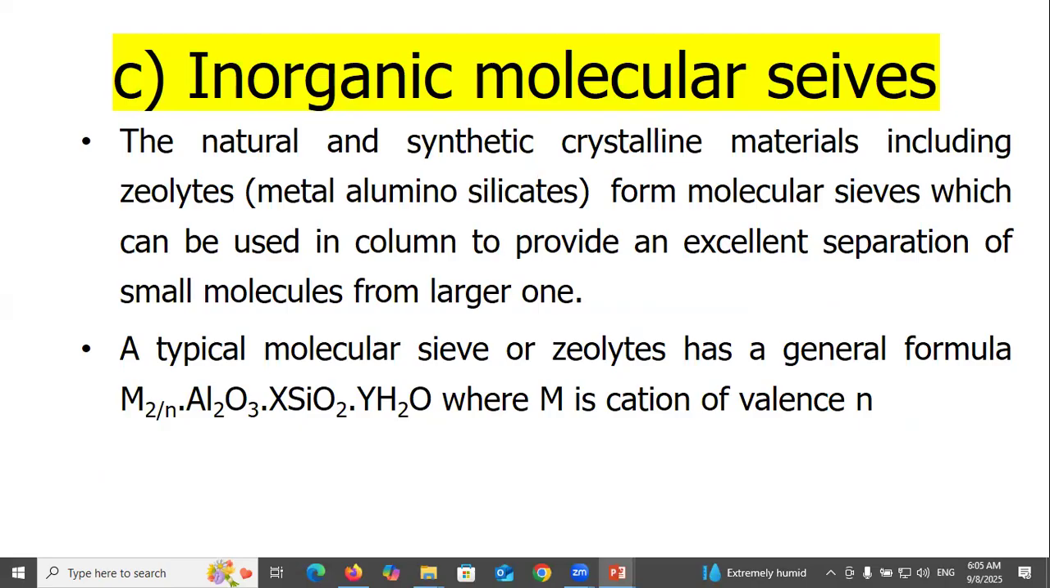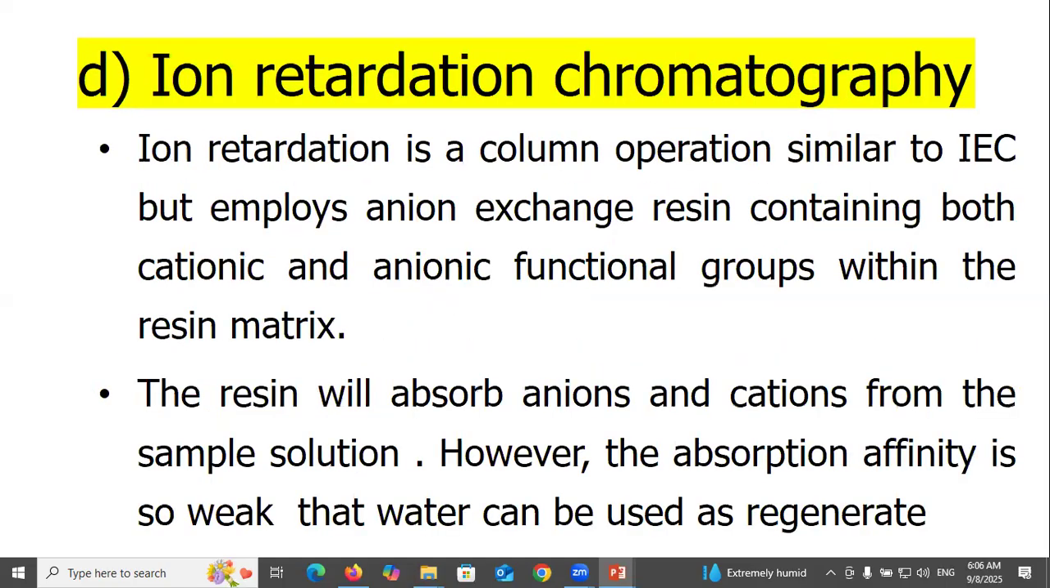Inorganic molecular sieves. The natural and synthetic crystalline materials, including zeolites and metal aluminosilicates, form molecular sieves, which can be used in the column to provide an excellent separation of small molecules from larger ones. A typical molecular sieve or zeolite has a general formula where M is a cation of valency n.